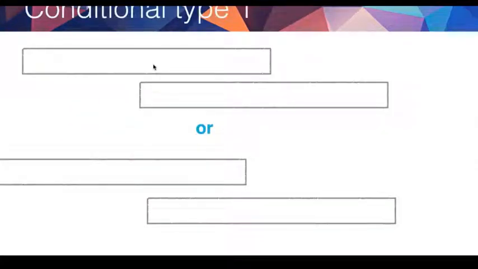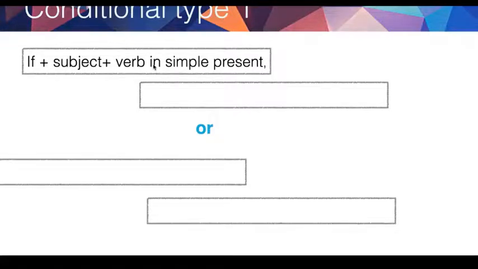Okay, to have a wrap up, I need to give you a refresh about conditional type 1. Remember that we need this grammar with the if, subject, and the verb in simple present. Remember that this conditional type 1 is for possible situations in the present or in the future. And remember that it is like a block, and this is exchangeable.